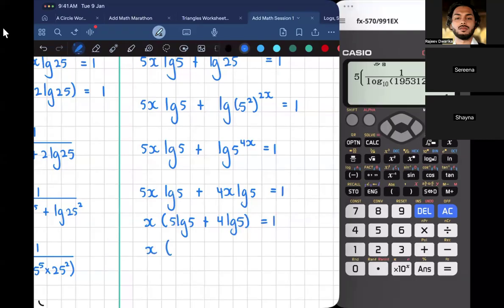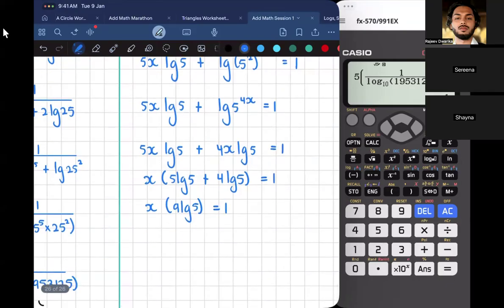What is 5 log 5 plus 4 log 5? Imagine you had 5 log 5s, and then you add 4 more log 5s. How many log 5s would you have? 9 log 5. And that'll be equal to 1. Serena, what's the next step? You divide both sides by 9 log 5. So x equals 1 over 9 log 5.